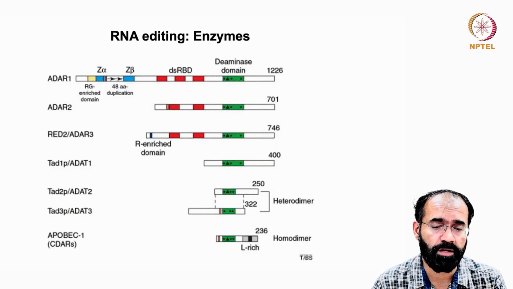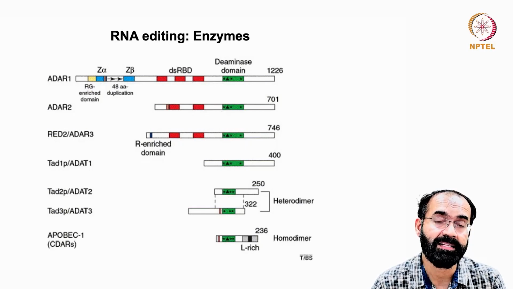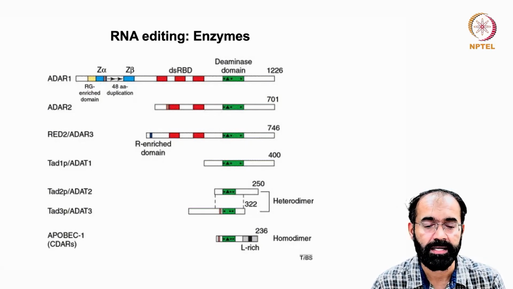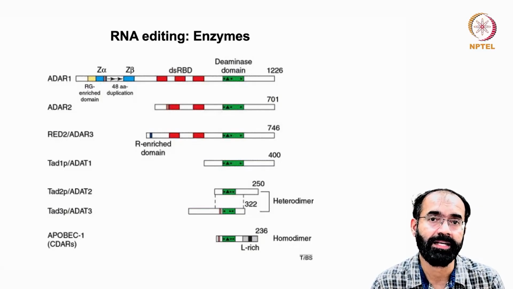It has 1226 amino acids. This has only 701, and so on and so forth. All of them invariably have an RNA binding domain, and the deaminase domain is common. And some of them don't have the RNA binding domain, but they will take the help of another collaborating protein which has the RNA binding domain. Not that every protein needs to have it in its own way.